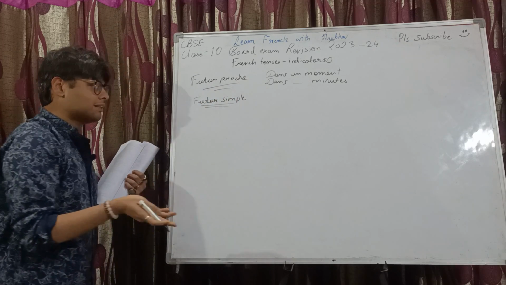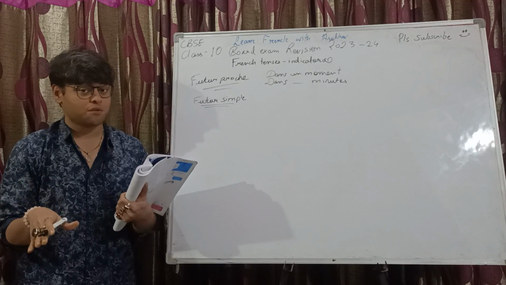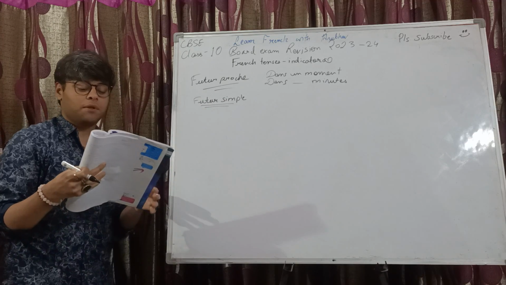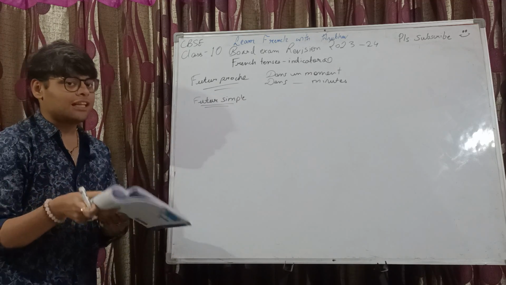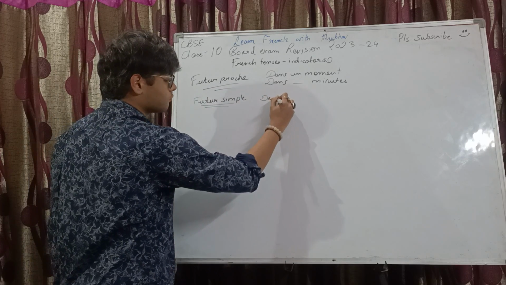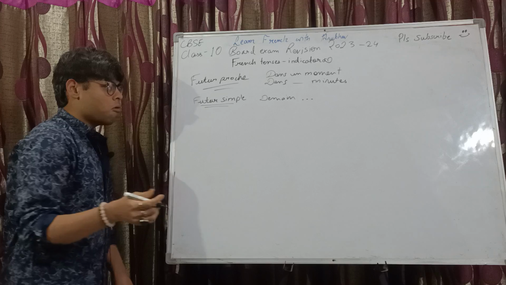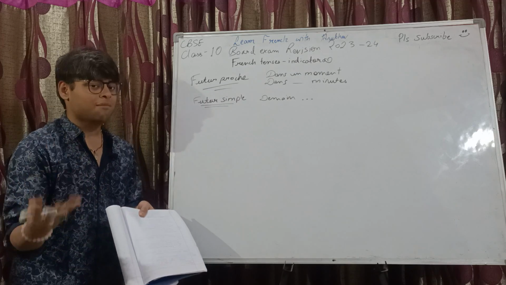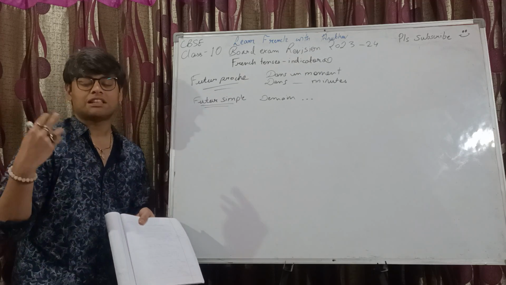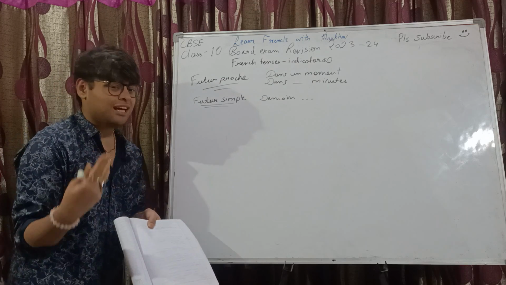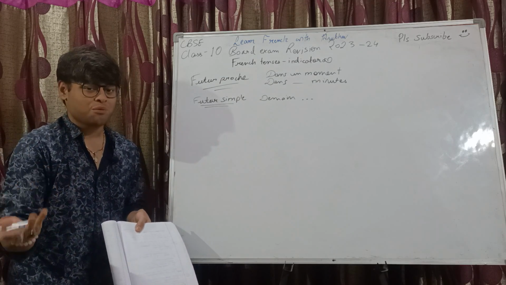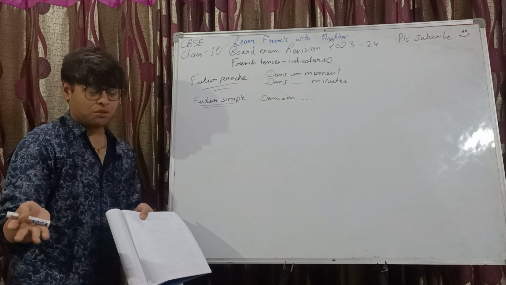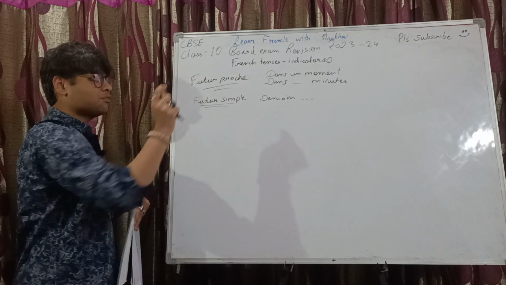Now, futur simple, as the name suggests, it's the equivalent of simple future tense in English, right? Again, indicators could be like demain, tomorrow, or l'année prochaine, le mois prochain, la semaine prochaine, like the next week, the next month, the next year, après 2 mois, après 3 mois, après un mois, after a month, after 2 months, after 3 months, after 2 weeks, after 3 weeks.